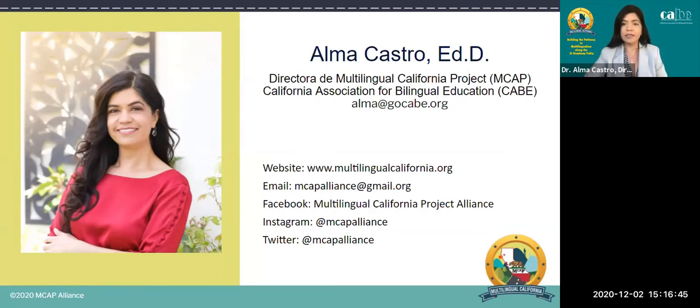The MCAP Alliance includes CABE and 5 strong county offices of education, including Butte, Fresno, San Bernardino, Orange, San Diego, and San Diego State University. The MCAP builds on a robust body of research highlighting multilingualism as the most effective option for the academic achievement of English language learners across the content areas and for their preparation to participate effectively in the global workforce.